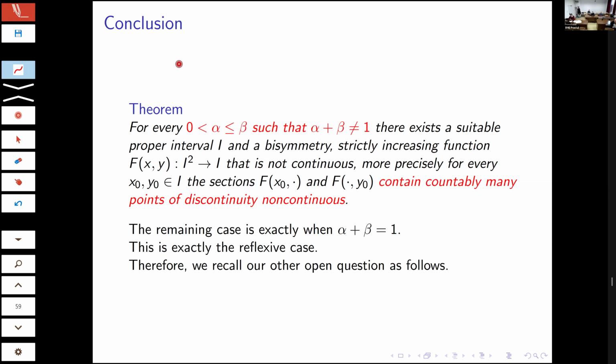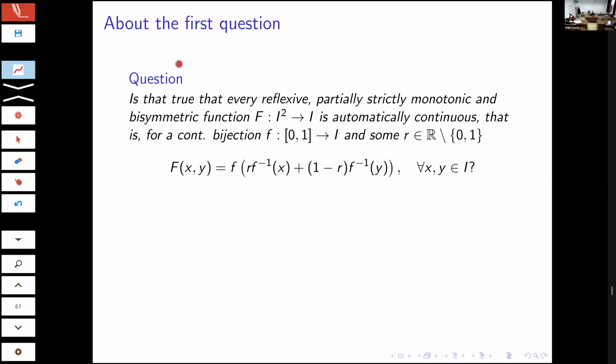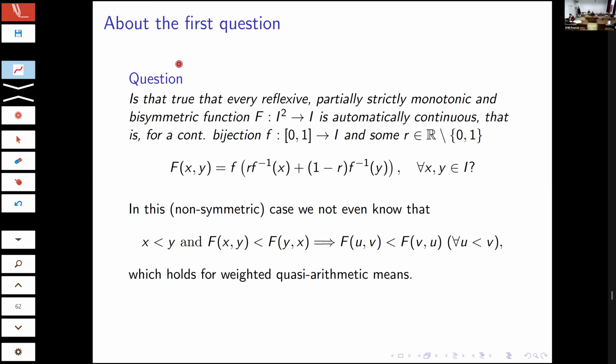Yeah. So the reflexive case is exactly the other open question. The other open question is: is it true that every reflexive partially strictly monotonic and bisymmetric function is automatically continuous? So we have this form. And the answer, I don't know. What I know is that even this one I cannot prove.